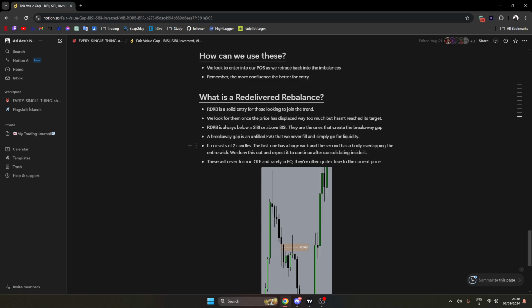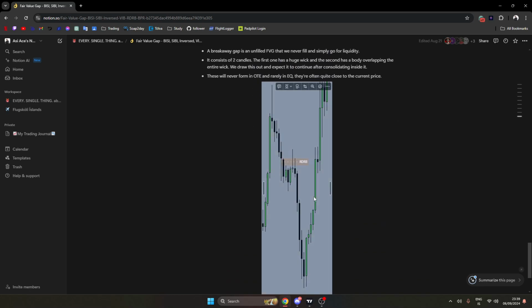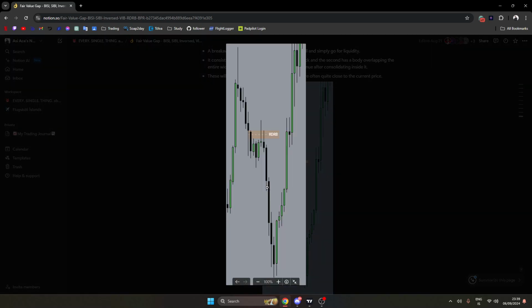It consists of two candles. The first one has a huge wick and the second has a body overlapping the entire wick. We draw this out and expect it to continue after consolidating inside of it. These will never form in OTE and rarely in equilibrium. They are often quite close to the current price. So, I'll show you a live example of this too.